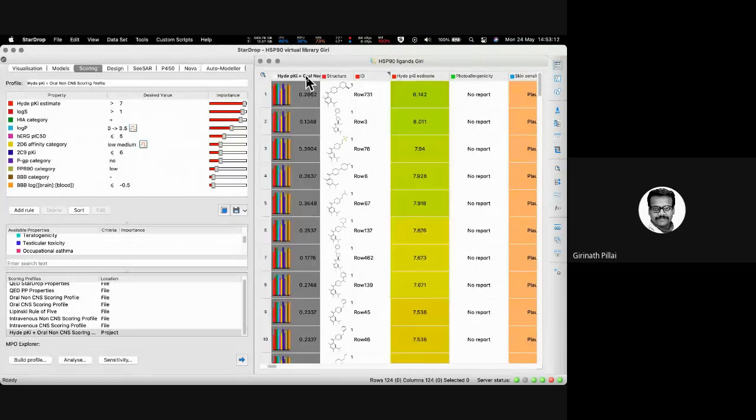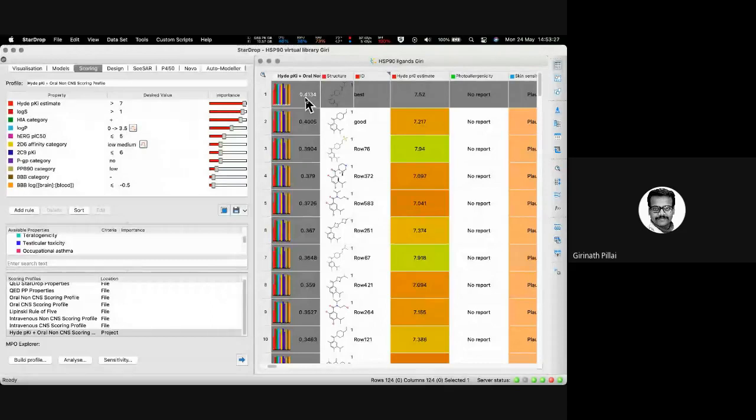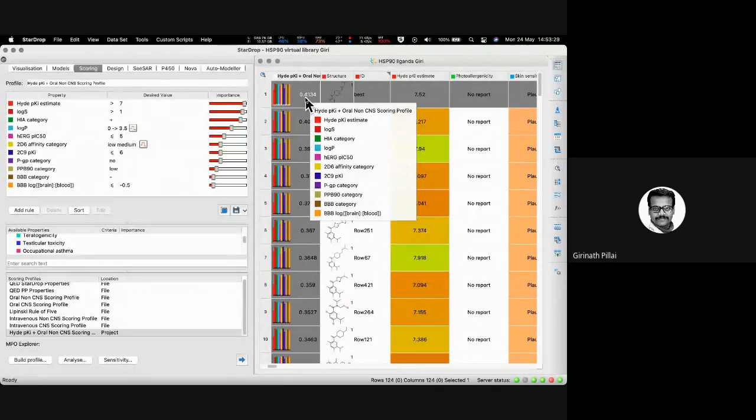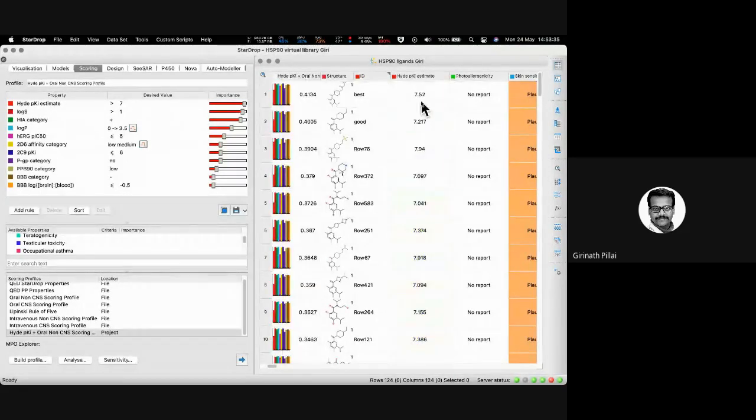Now, based upon the score, let me sort them because I want to see which one has the highest score from 0 to 1. I'm right-clicking, choosing sort, and saying descending. When I do that, you can see the highest score I could achieve from this data set is 0.41. Even though 1 is the maximum, I could get only 0.41, and the biological activity here is 7.52, right?